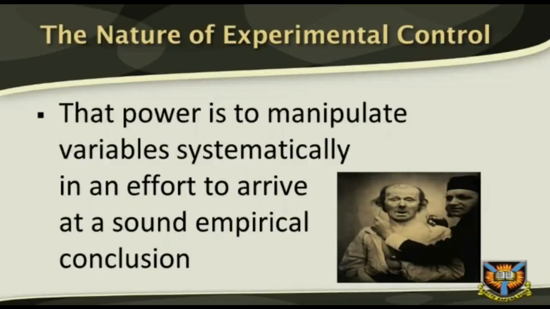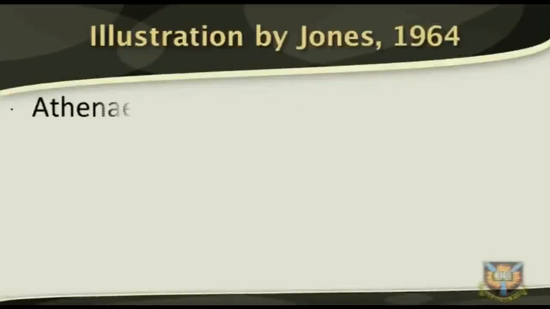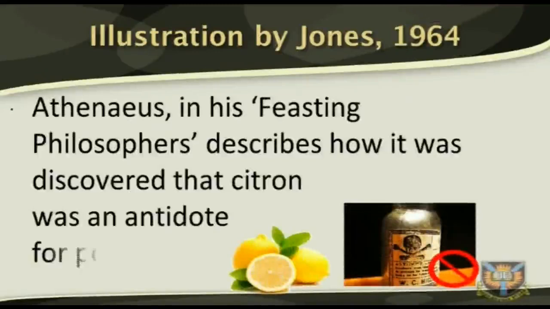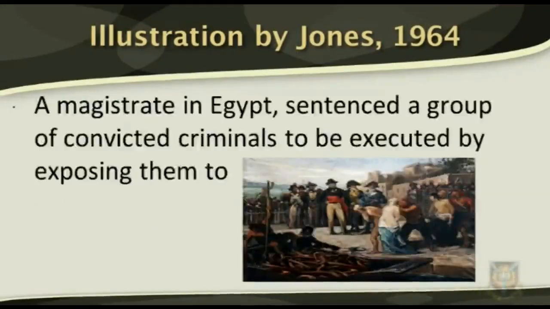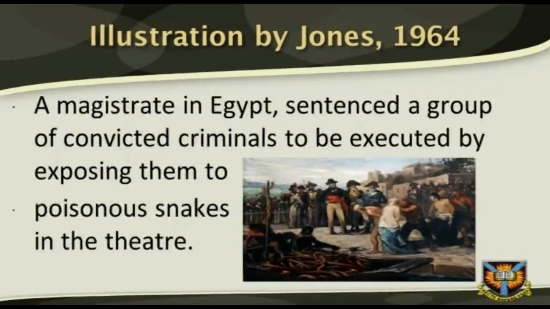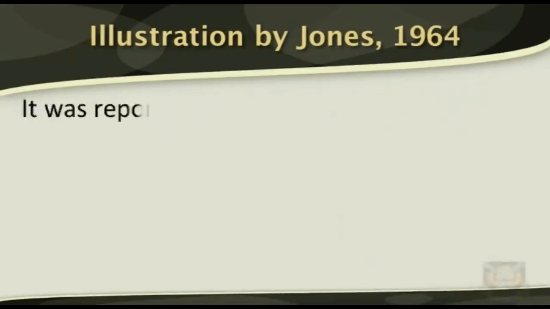Let us illustrate by using this sophisticated but still ancient investigation about a control condition. Athenaeus, in his Feasting Philosophers, describes how it was discovered that citron was an antidote for poison. It seems that a magistrate in Egypt had sentenced a group of convicted criminals to be executed by exposing them to poisonous snakes in the theater.